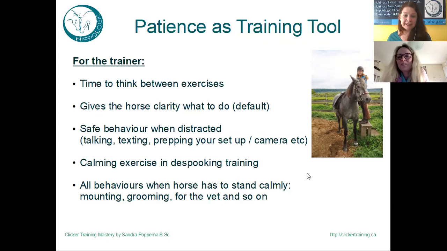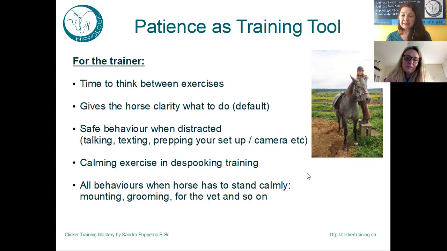It's also a calming exercise in despooking, like what I said for the electric automatic fence. I trained that in there, and I'm glad that I filmed that whole process, because after 5 sessions, she was so good at that fence. I could never just make a video about that process afterwards. And patience comes in as a good tool to train all behaviors where your horse has to stand calmly, like mounting, grooming, for the vet, and so on.